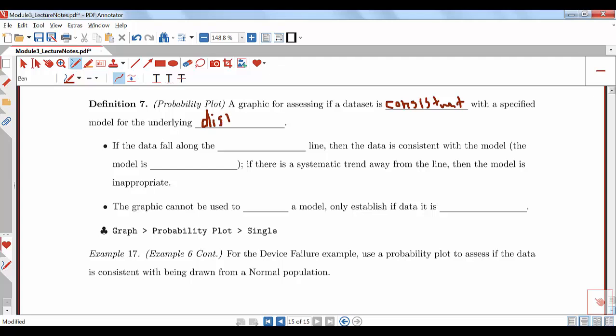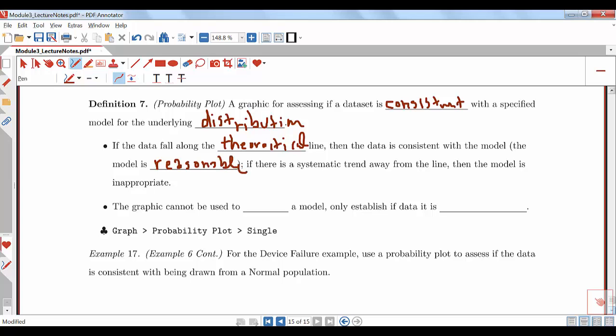So the plot is just saying, hey, does this data look like it's from this distribution or not? If the data falls along the theoretical line that's going to be drawn in the probability plot, then the data is consistent with the model, and the model is reasonable. If it does fall along there, I'm not going to say it's exactly that, but it's reasonable to believe it could have come from that distribution.